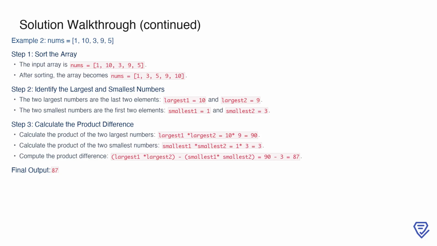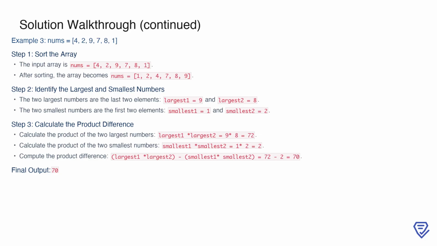Next, we calculate the product of the two largest numbers, which is 10 * 9 equals 90, and the product of the two smallest numbers, which is 1 * 3 equals 3. Subtracting these two products gives us the product difference, 90 - 3 equals 87. Therefore, the output for this example is 87.